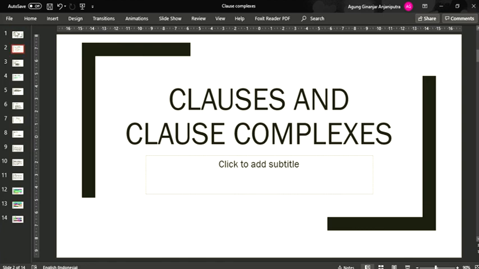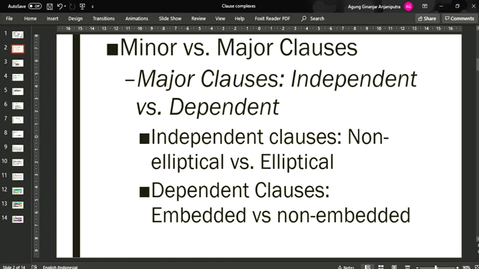So to begin with, let's discuss minor and major clauses. Usually minor clauses have no predicator, while major clauses have predicator. For example, "hi," that's a minor clause. But major clauses, "I go to school," that's a major clause. Greetings can also be considered as minor clauses.